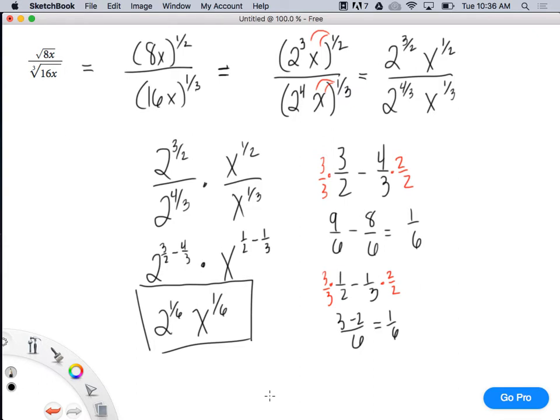Okay? Yes, ma'am. Good question. Class, do I always need the same base? Yes, if I want to work with them like this. I could have done 8 to the 1 half and 16 to 1 third, but then I couldn't have done this extra step because they would have been different bases. Question or just stretching? No, just stretching. Okay. Any other questions? Okay. All right.